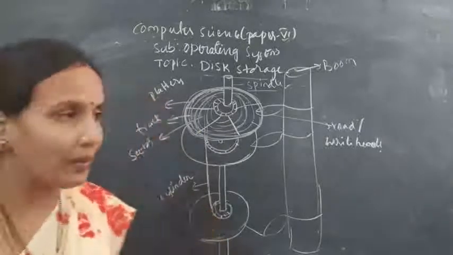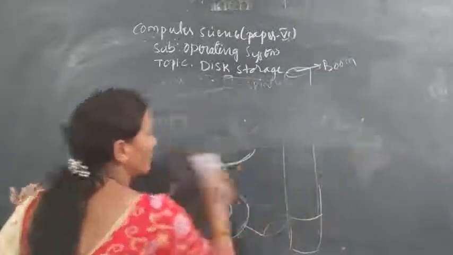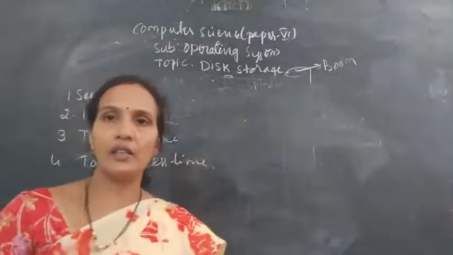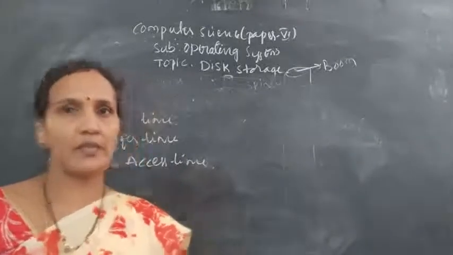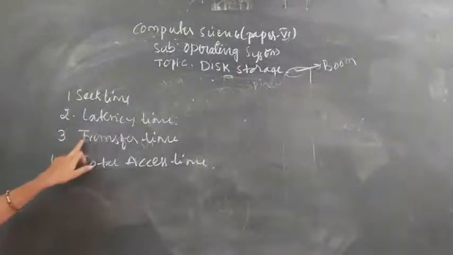Now when you come to a disk, there are different factors which affect the disk access. The first one is seek time, latency time, and next transfer time, and the total access time.